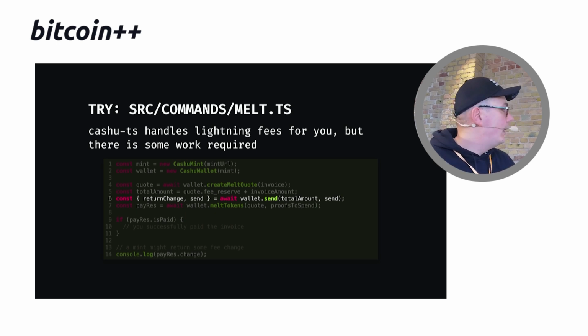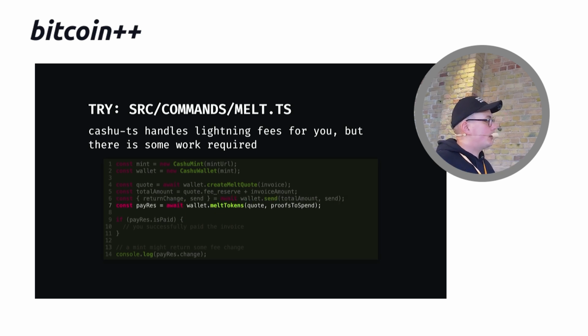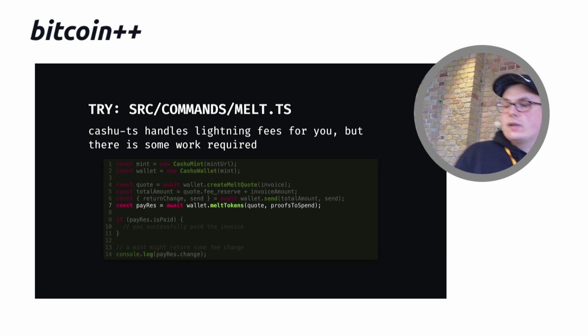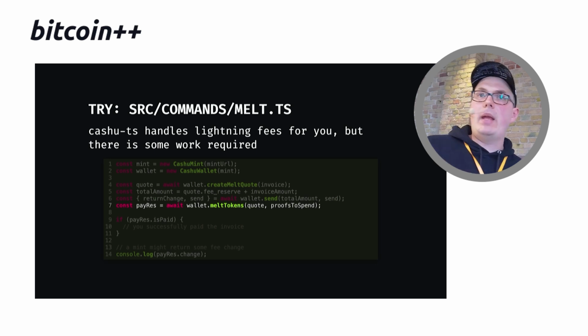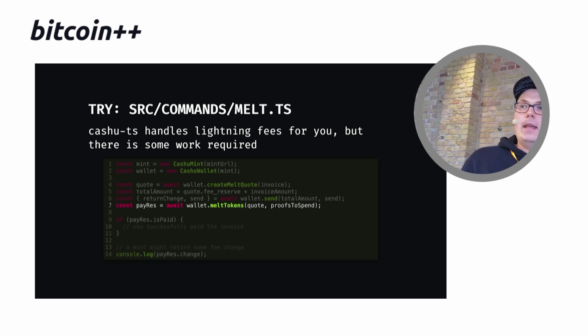And then we have the to-be-sent proofs that we then can, in the next step, pass to melt tokens, which will take the quote that we initially created with the create melt quote method, as well as the proofs that we just split. So only the part that is not our change, and we can then call the melt tokens function. Important to note, this will block until that payment actually is done, right? Which can take a very long time.